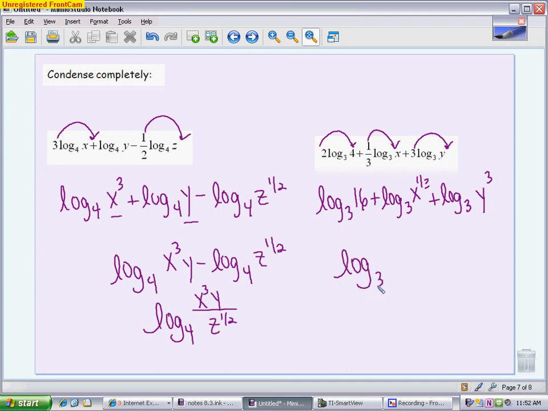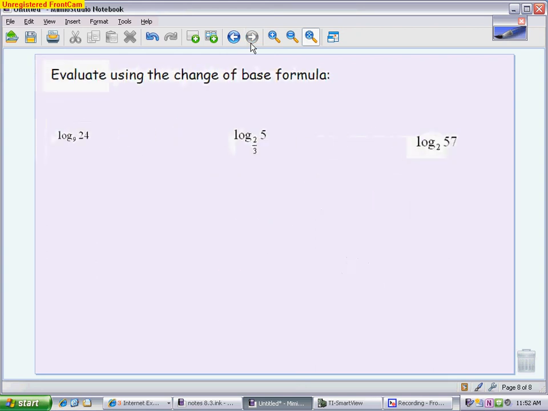So I have log base 3, and it's going to be of 16, x to the half, y to the 3rd. Again, I should only have log written once. I should have the same base as what I started with all along, and everything should be put back into a single log.